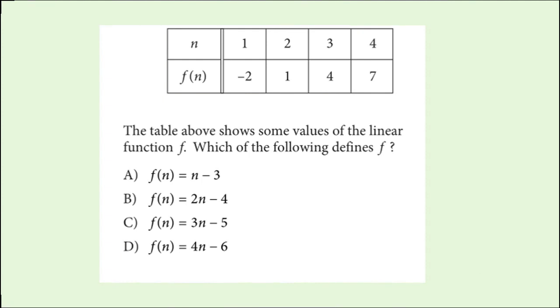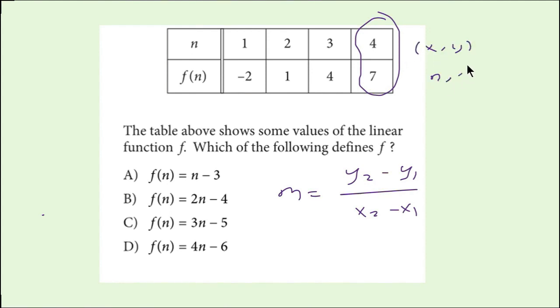Let's go with another question. The table above shows some values of the linear function f. Which of the following defines f? Now, here you may notice that we have already solved this type of question, and in here my advice was for you to first determine the slope. In order to determine the slope, we use the equation m is equal to y2 minus y1 divided by x2 minus x1. And here we can pick any point as the second point, for example this one here, n and f of n, so x comma y or n comma f of n, right, would be our second point. Now let's pick the first point. This one looks okay. So this is also the first point.